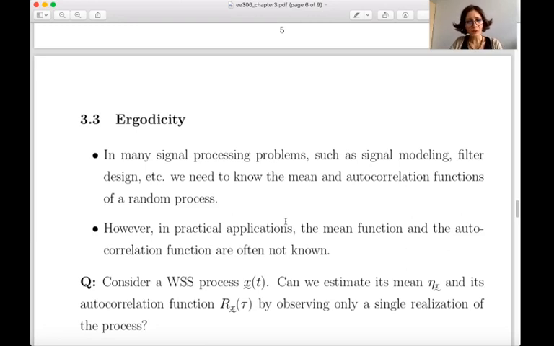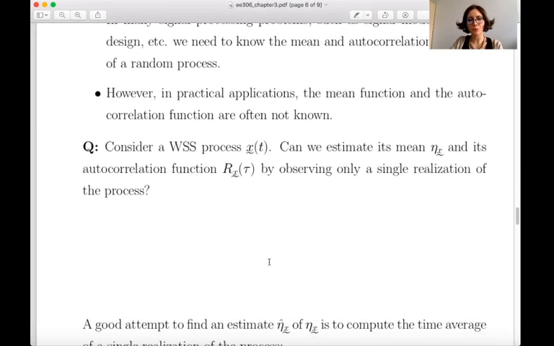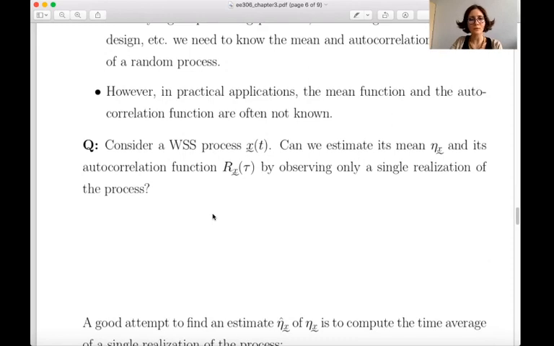You could put this question in a more structured format. Let's ask the following question. Let's say we consider a wide-sense stationary process x of t. Would it be possible to estimate the mean function, which is a constant in this case if it's wide-sense stationary, and also the autocorrelation function of this random process with a limited amount of information? Now, what is that amount of information? The deal is that you should be able to estimate this by observing only a single realization of the process.